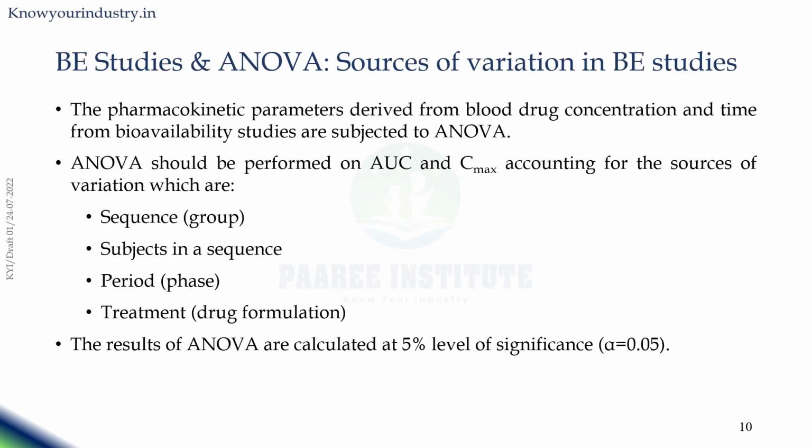Now, we're going to see the ANOVA, specifically how it is connected to bioequivalence and the sources of variation in bioequivalence. The pharmacokinetic parameters derived from blood drug concentration and time data in bioequivalence studies are subjected to ANOVA analysis. ANOVA will be performed on the pharmacokinetic parameters like AUC and Cmax, accounting for the sources of variation, which are sequence, that is the group, subjects in the sequence, then the period, then the treatment, that is the drug formulation, test, and error. And the results of the ANOVA are calculated at the 5% significance level.